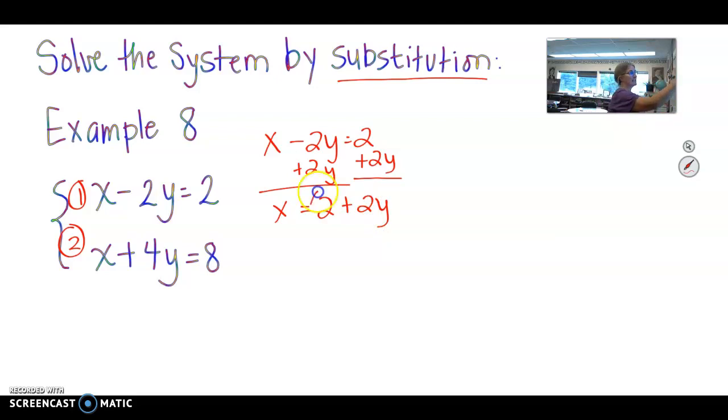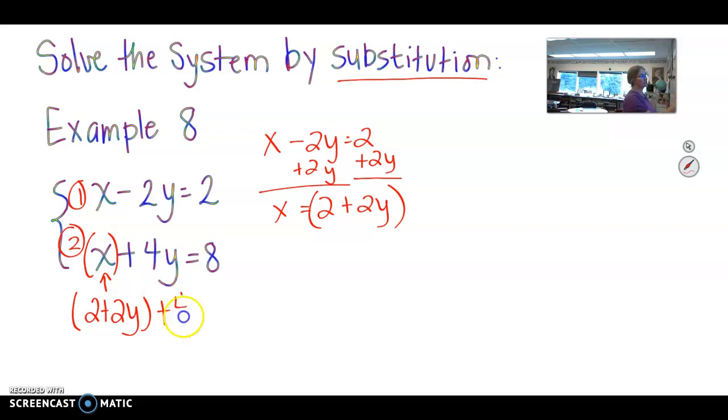So since x is equal to 2 plus 2y, I can substitute it into equation 2 for that x. So I'm going to do that right underneath here. Instead of x, I have 2 plus 2y. So I'm throwing that in place of that x. I don't really need the parentheses. I'm just trying to show you that that's what I'm replacing x with. Plus 4y equals 8. Now I have one equation with one variable, and I can solve for y.